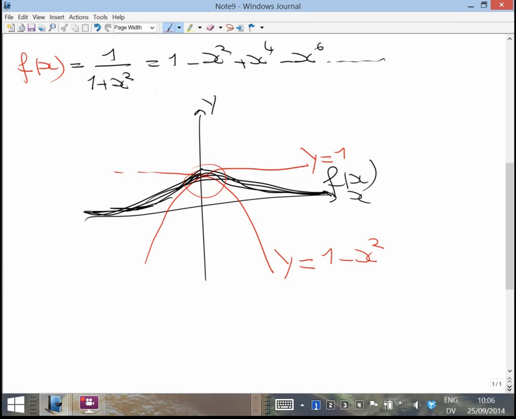If we then add another term, we get a function that looks something like this. This is y equal to 1 minus x squared plus x to the fourth.